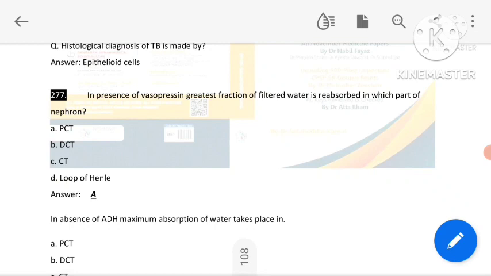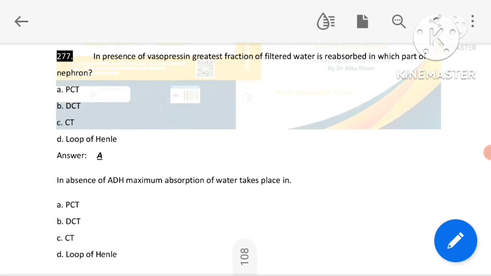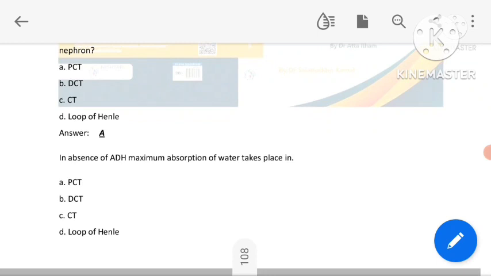Point number 277, in the presence of vasopressin, that is ADH, the greatest fraction of filtered water is absorbed in which of the following parts of the nephron? Again, it is the PCT. Either presence of ADH or absence of ADH, maximum absorption of water should take place from the PCT. PCT, option A, is the right option.